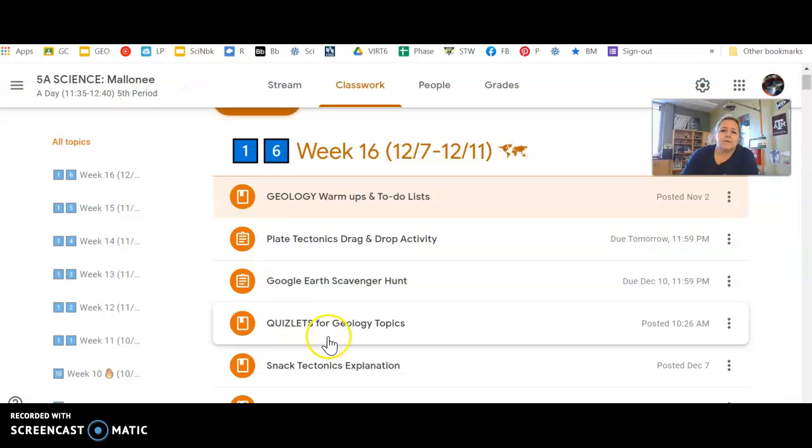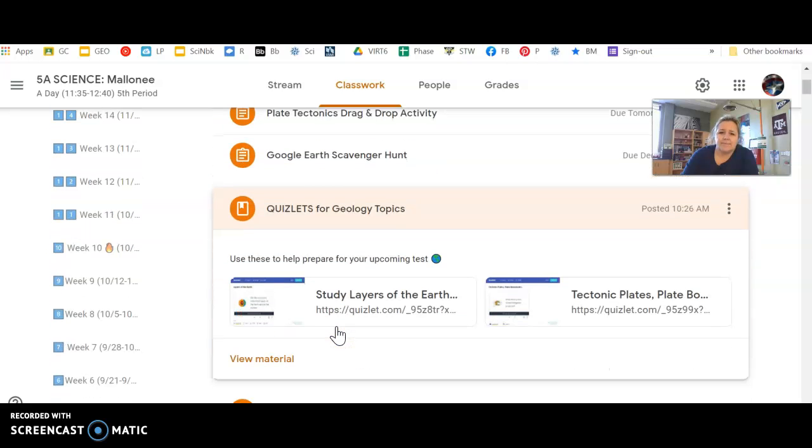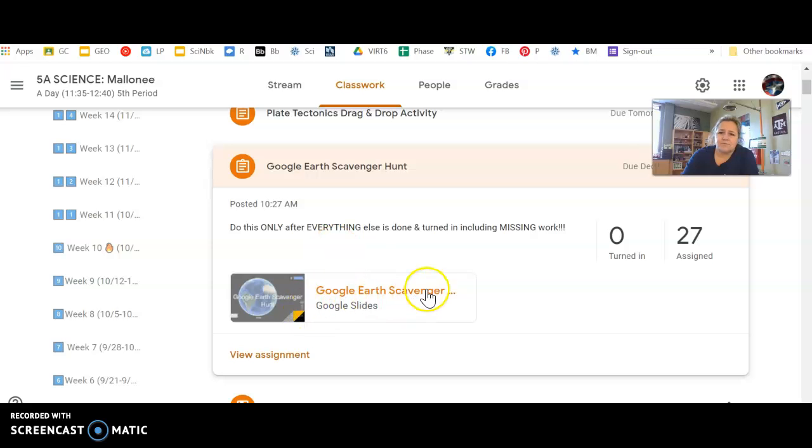Okay. And notice I put some Quizlets up to help you as well. Okay. And then last on your list is the Google Earth Scavenger Hunt. Okay. This isn't due until after your test. Right, but this will help you with some of the land features, plus Google Earth is awesome. Right, but don't do this if you owe me 4 things. Right, this is for do this only after everything else is done and turned in, including missing work. This means you. Okay, but you're going to go to different places on the globe.